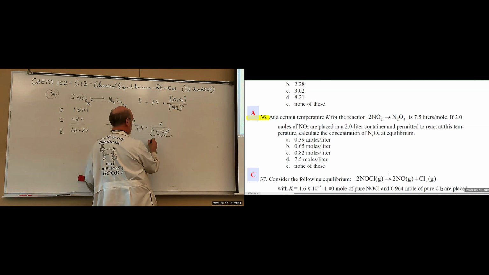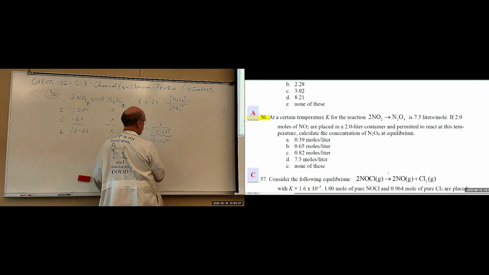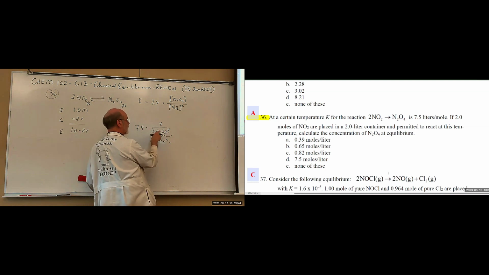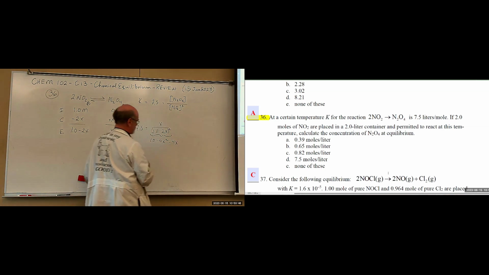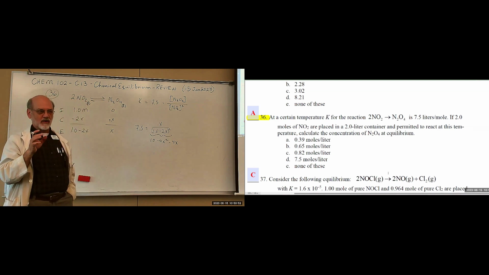1 times 1 is 1. Minus 2x times minus 2x is minus 4x squared. Then minus 2x times 1 is minus 2x, and then minus 2x times 1 is minus 2x, or minus 4x. Okay? Expanded the polynomial, correct?